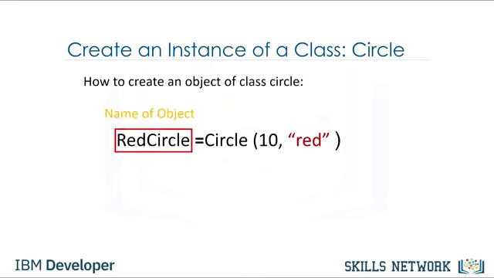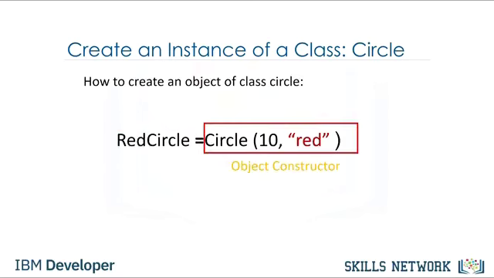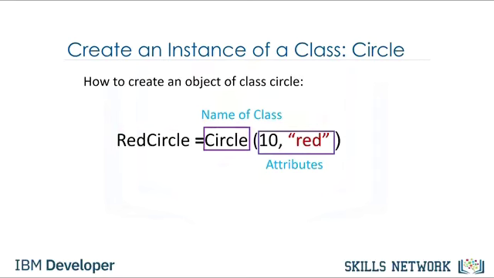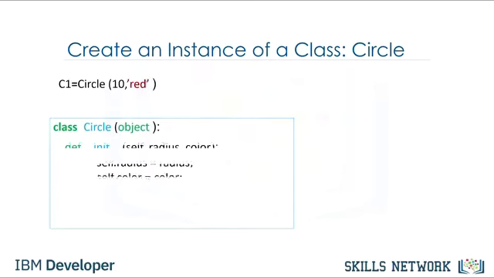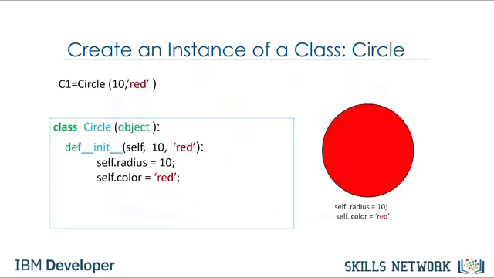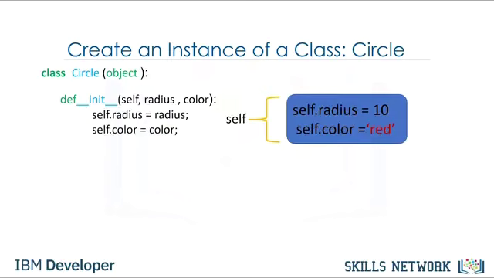We create the object by using the object constructor. The object constructor consists of the name of the class, as well as the parameters. These are the data attributes. When we create a circle object, we call the code like a function. The arguments passed to the circle constructor are used to initialize the data attributes of the newly created circle instance. It is helpful to think of self as a box that contains all the data attributes of the object.